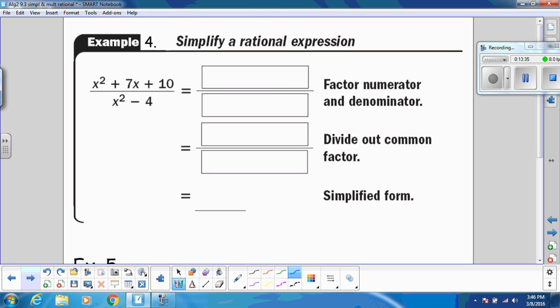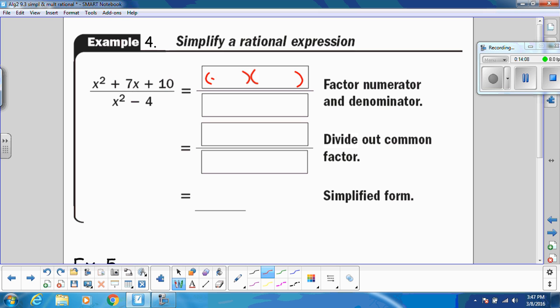Yes, this looks more intimidating, doesn't it? But we're following the same idea. Can we factor? Let's look at our factor flowchart. Let's start in the numerator. Is there a GCF in all of these 3 terms? No. How many terms are there? There's 3. We don't worry about the special factor patterns, but we're going to do that diamond factor. Remember, we're looking for 2 numbers that multiply to give us 10 and add to give us 7.